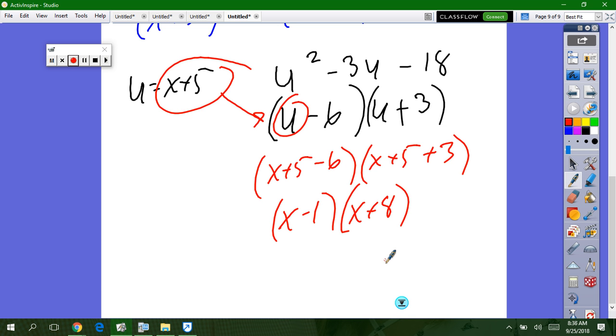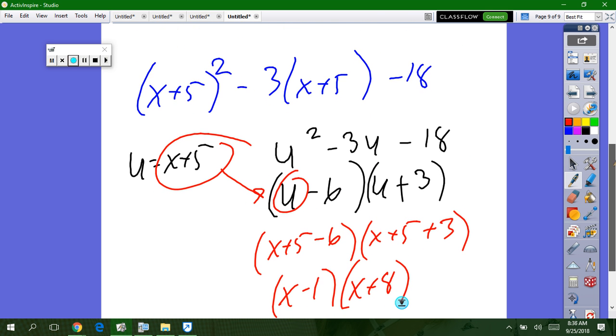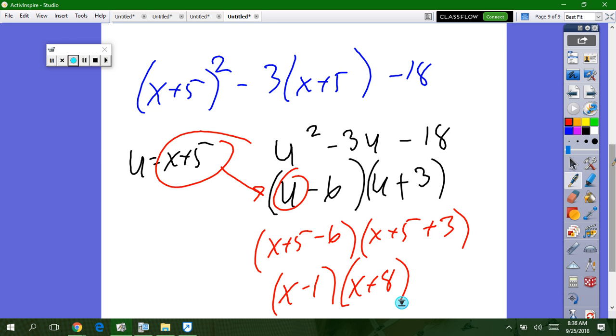So it all depends on what your preference is. Notice, basically, I just looked right here and said, oh, that's something squared minus 3 times that something minus 18. That's still in the same form that we've been doing. Something squared minus 3 times that minus 18. We're still factoring a trinomial, are we not? 3 different terms. This is 1 term, 2 terms, 3 terms. Right? That's all I did was factor that out. Okay? Just seeing if I hit pretty much everything.